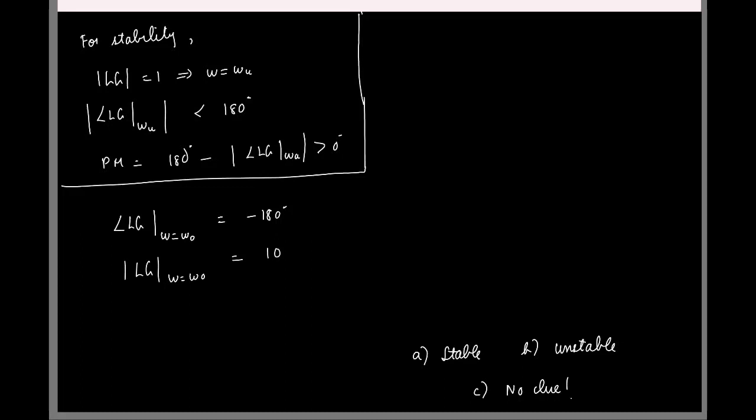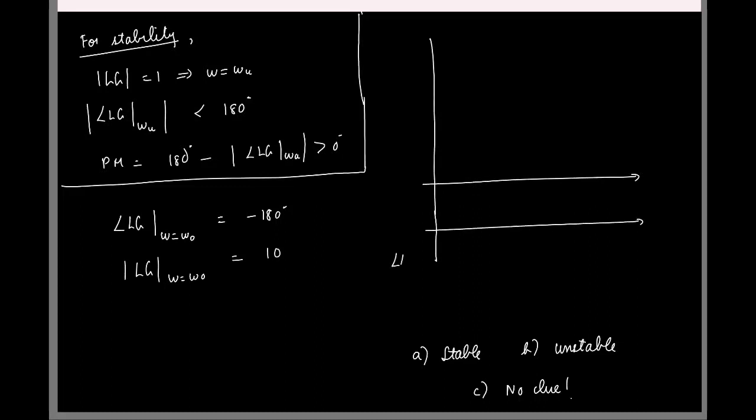Okay, so let's see. What do we know? If the system has to be stable, the phase at the frequency where the gain is 1 should not exceed 180. That's the only condition. So the information given to us is this. Looks like if I plot the phase response, so let's say this is the phase. At some frequency, the phase is 180.